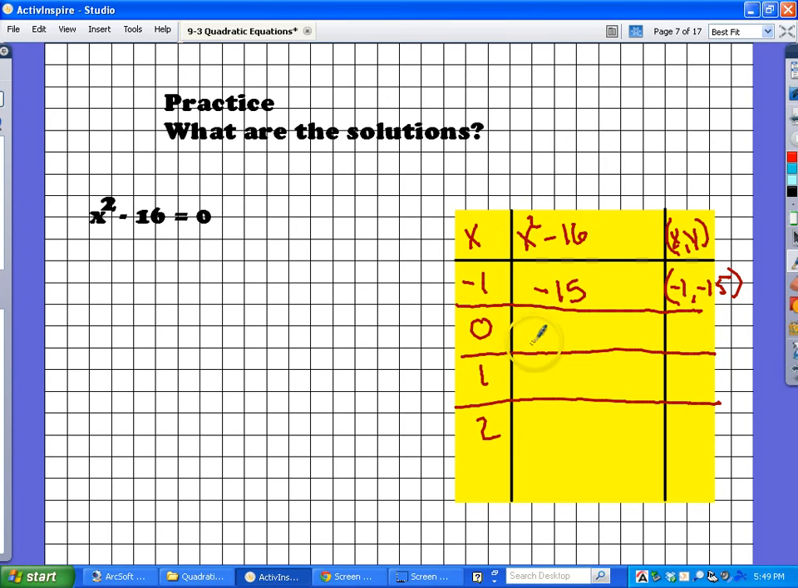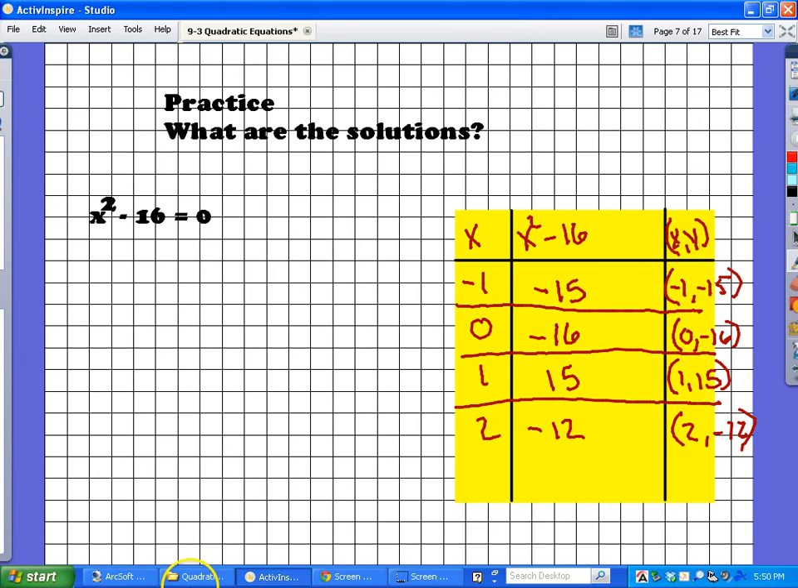0 squared is 0, minus 16. I have 0, negative 16. 1 squared, again, is 1 minus 16, so 1, negative 15. 2 squared is 4, minus 16, and I should come up with negative 12. So 2, negative 12. And if you want, you can actually graph the coordinate pairs. I'm going to go back and show this on the calculator, and that way I can also show you how to change things.